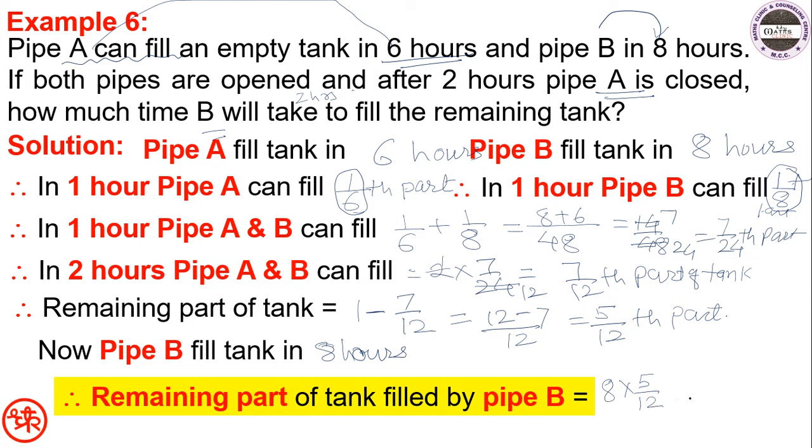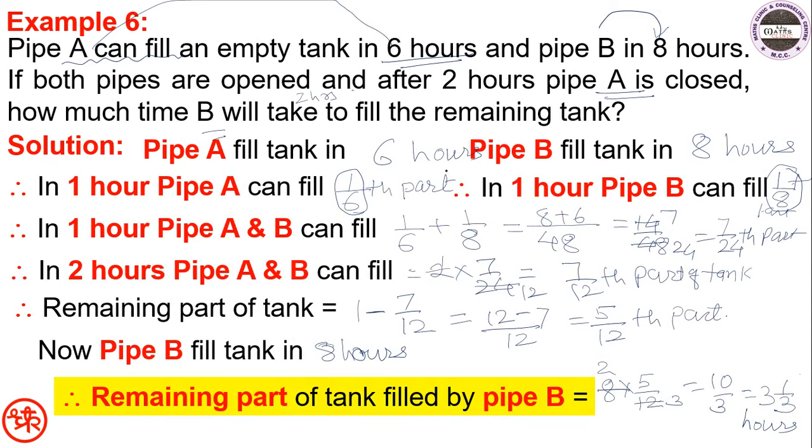Is that clear? And so it is equal to, look at here, 4 2s are 8, 4 3s are 12, and that is equal to 10 by 3. And this is equal to 3 1 by 3. Is that clear? So how much? 3 1 by 3 hours. Okay. So is that clear? So you will get this is the final answer. Is that clear? Now look at here.